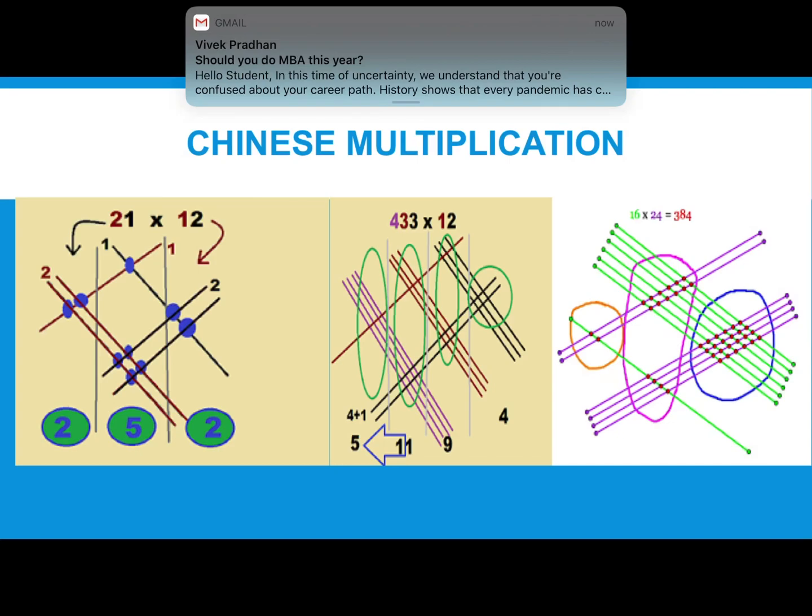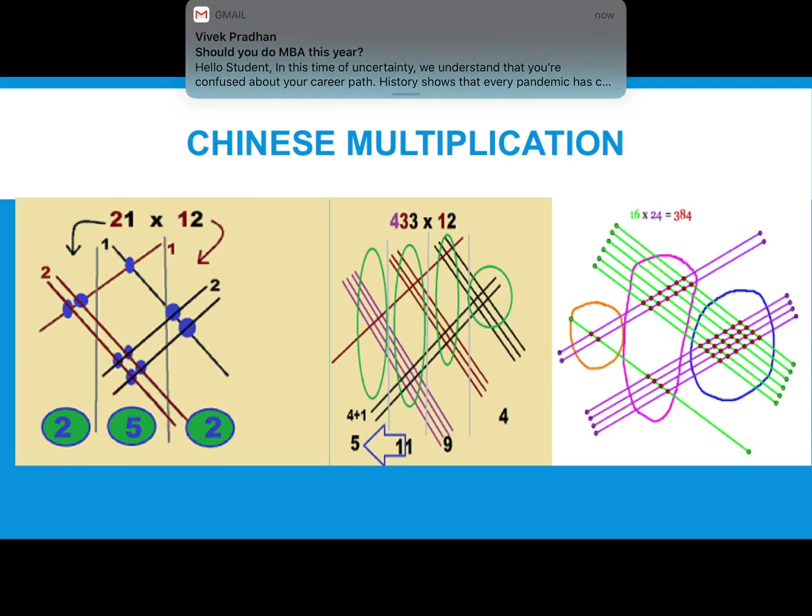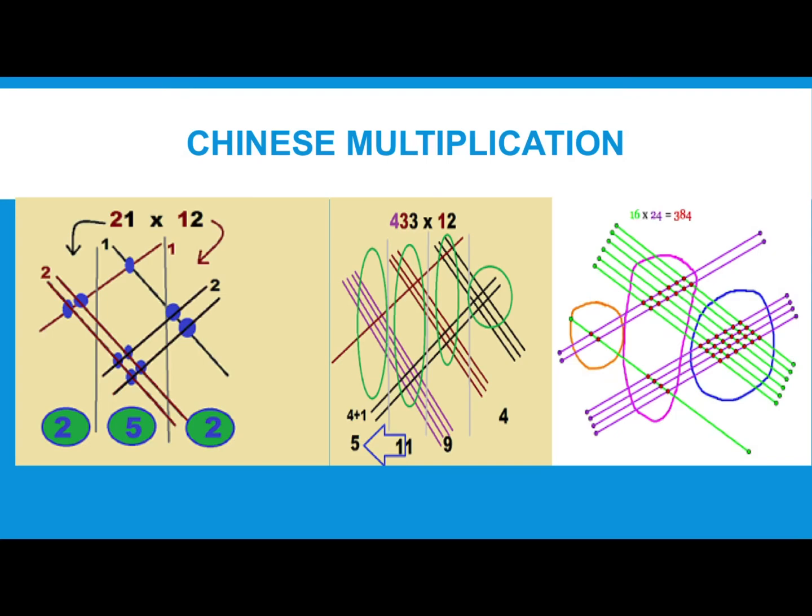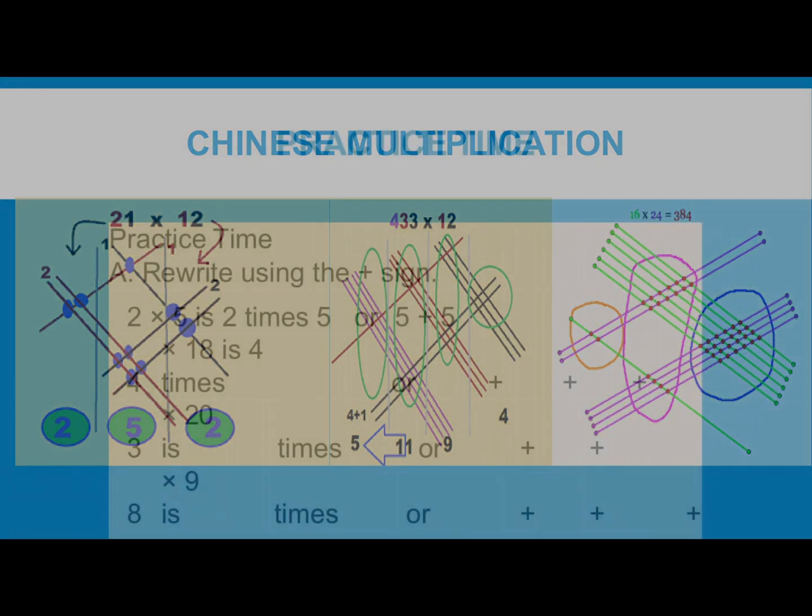How many circles are you getting in the first one? It is a diagonal 2. First one is 2, and diagonally 4 plus 1, it is 5, and here it is 2. So this is a wonderful way of multiplying two numbers. This is one of the examples. You can try it: 433 into 12, 16 into 24. Do it, children.